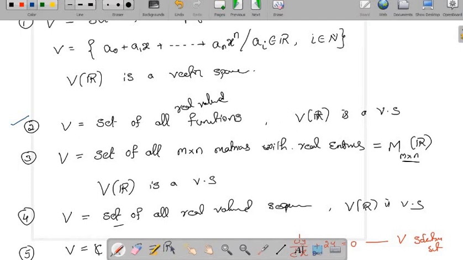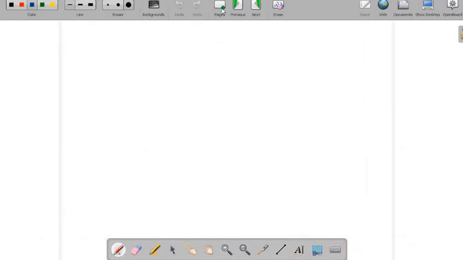So you can take the set of all continuous functions. The set of all continuous functions is a subset of the set of all functions. And you can see that adding two continuous functions will give you a continuous function again. Multiplying a continuous function with a constant will give you a continuous function again. And moreover, the zero function is continuous, that is a constant function.